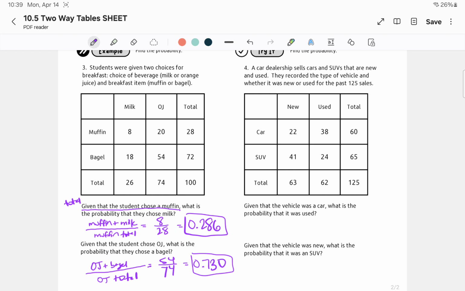So go ahead and pause the video and try number 4 by yourself. All right, so it says, given that the vehicle was a car, what is the probability that it was used? So the total is car, and the top is going to be used, a used car. Where am I getting those words? This is given that the vehicle was a car, so that goes in the bottom, that's the total, and the probability that it's used, a used car, goes on the top, okay? So used car is 38. Total car is 60. We're just looking at the table to find the numbers.